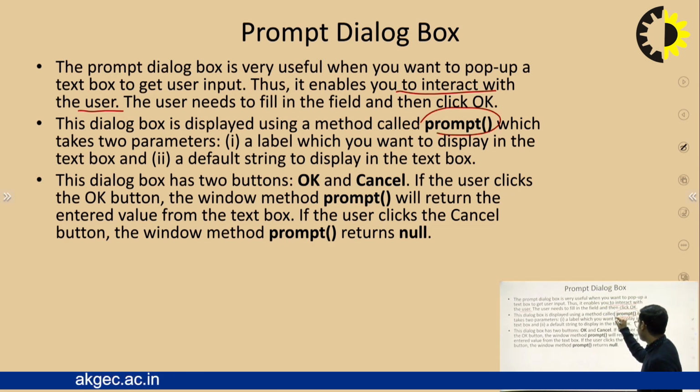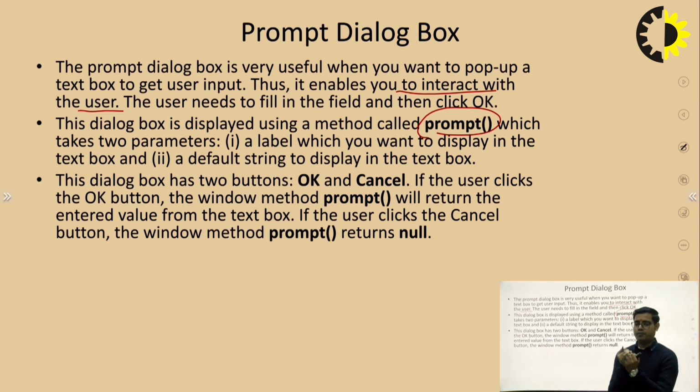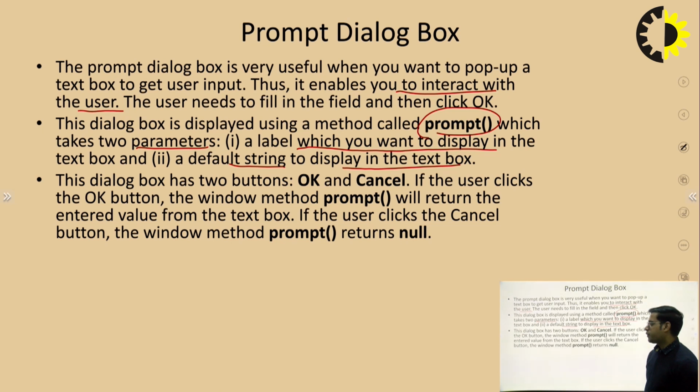Prompt is a method which takes two parameters. The first parameter is a label which you want to display in the text box, and the second parameter is a default string to display in the text box. This dialog box has two buttons. Similar to the confirmation box, we have two buttons called OK and Cancel.